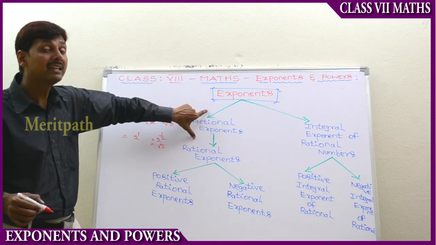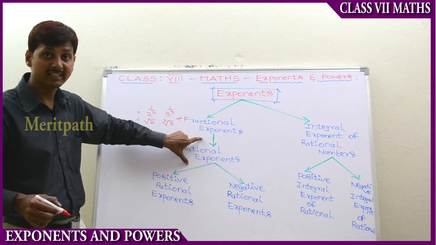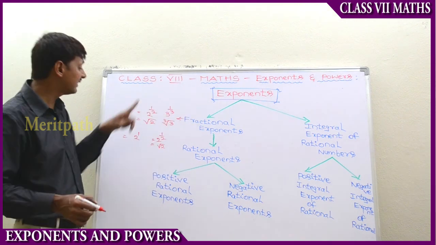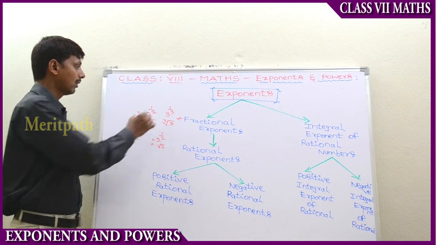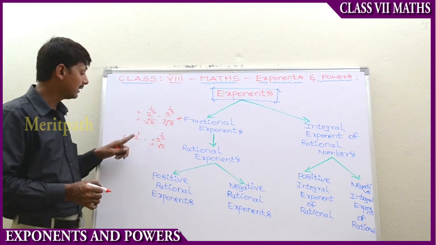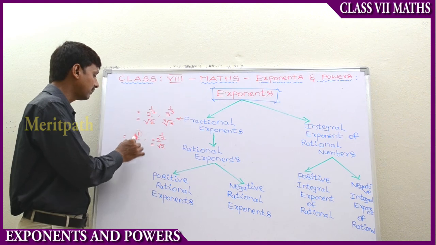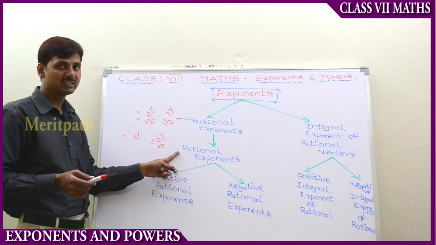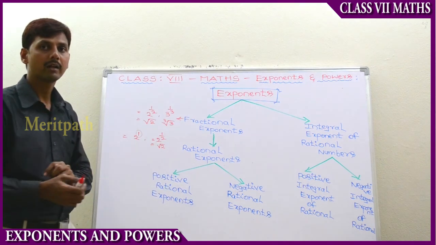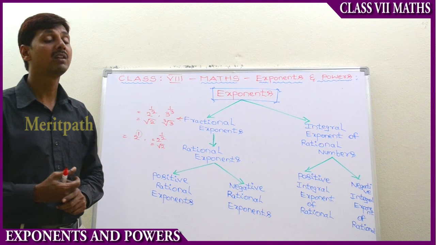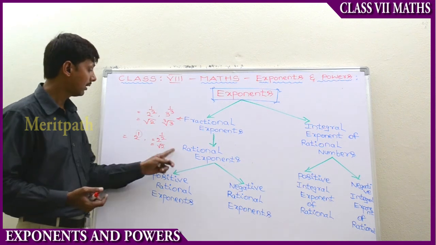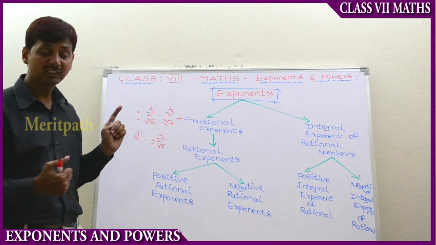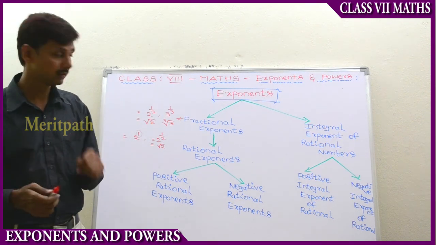Each and every fractional exponent will become a rational exponent, but every rational exponent will not be a fractional exponent. The reason is, if we take the example 2 power 1, it's a rational exponent since 1 is a rational number, but it's not a fraction. That's the reason a rational exponent need not be a fractional exponent, while every fractional exponent is a rational exponent. In rational exponents we have positive rational exponents and negative rational exponents.